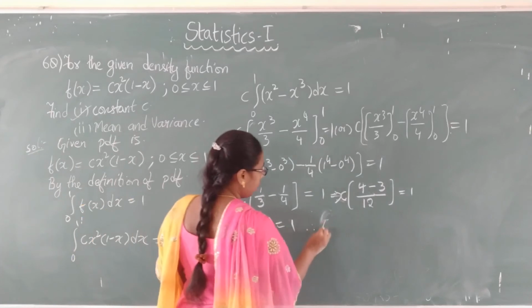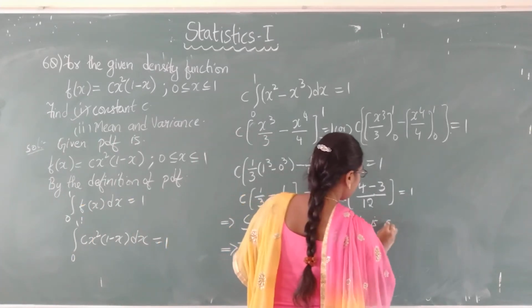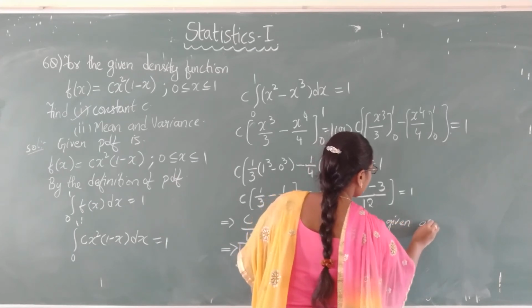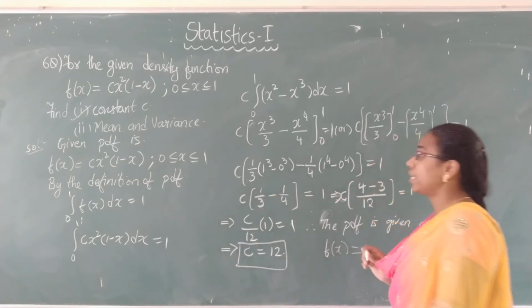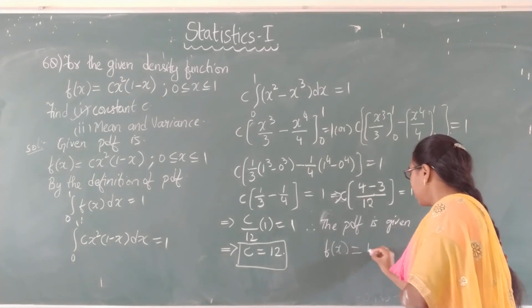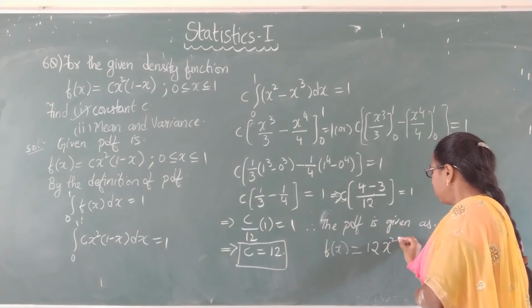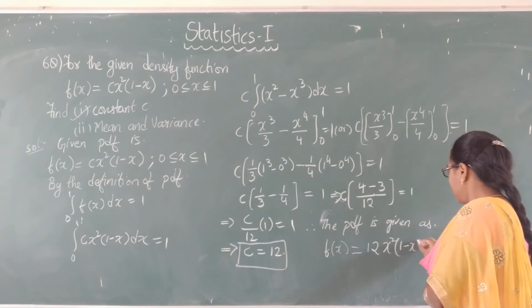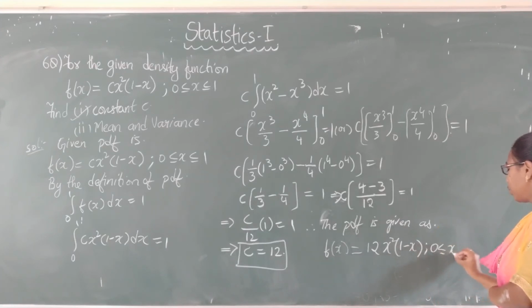Therefore, the PDF is given as f of x is equal to, what is the PDF? C into x squared into 1 minus x. The C value is 12. So 12 into x squared into 1 minus x within the limits. What are the limits here? 0 less than or equal to x, less than or equal to 1. In this way we find the constant.